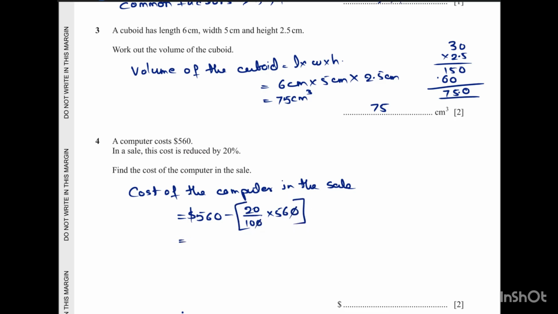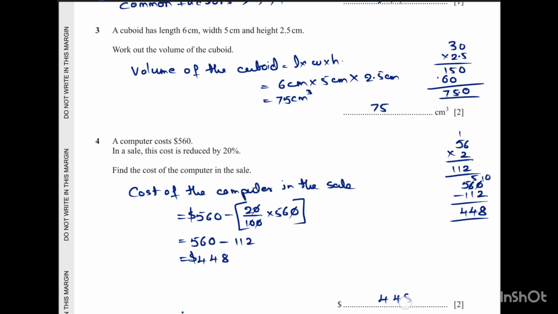So cancel out the zeros here, it will be easy. Then 560 minus 2 into 56. 2 sixes are 12, 2 fives are 10, 11, 112. So 560, subtract 112 from it. We get 10 minus 2 is 8, 5 minus 1 is 4, 5 minus 1 is 4, $448. This is the price of the computer in the sale.